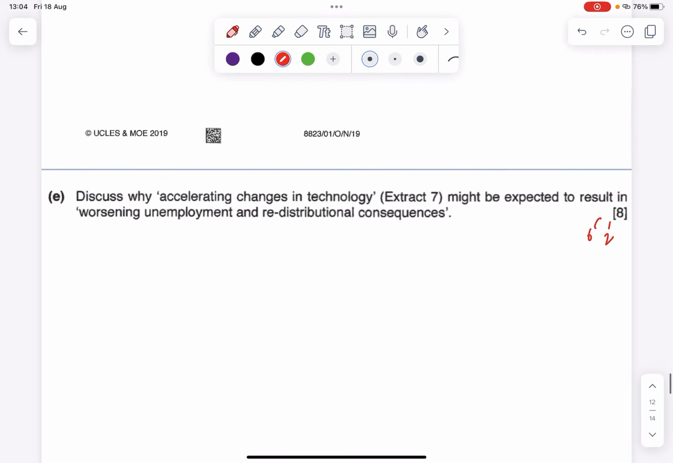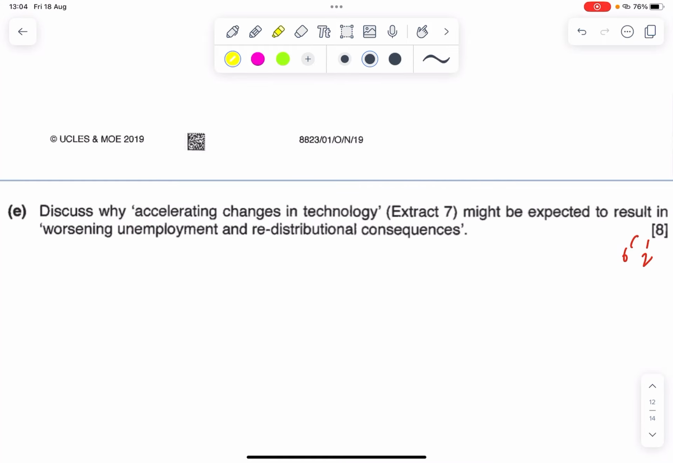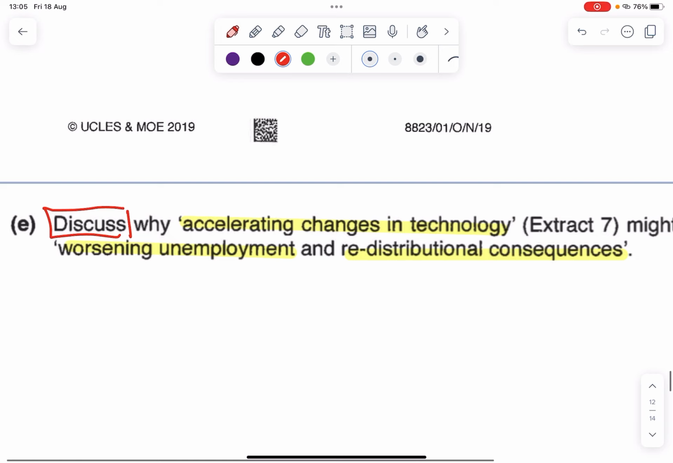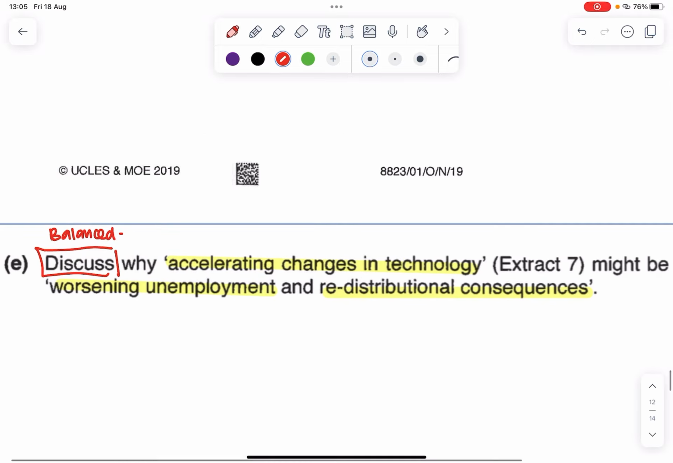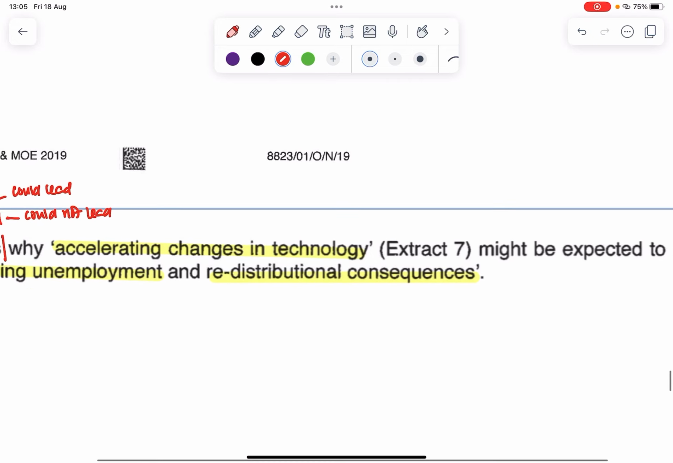When I look at question E, the first thing I see is that accelerating changes in technology might be expected to result in worsening unemployment and redistributional consequences. I know this is a higher order thinking question because of the word discuss. When I see the word discuss, it means my approach has to be balanced. It is different from saying explain why accelerating changes in technology will lead to worsening unemployment and redistributional consequences. Now that it's discuss, I need to give a balanced approach. It could lead to such consequences, or it could not lead to such consequences.